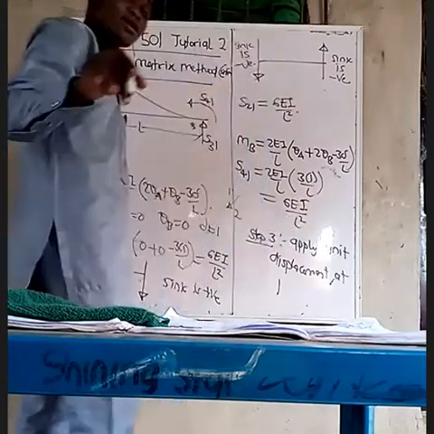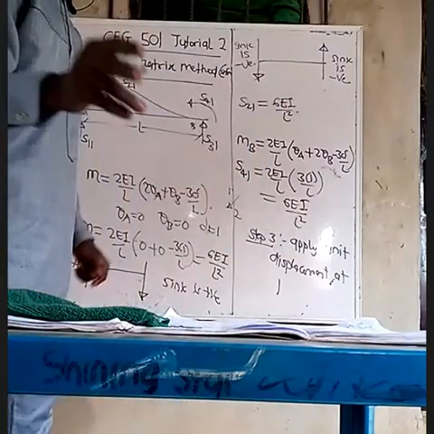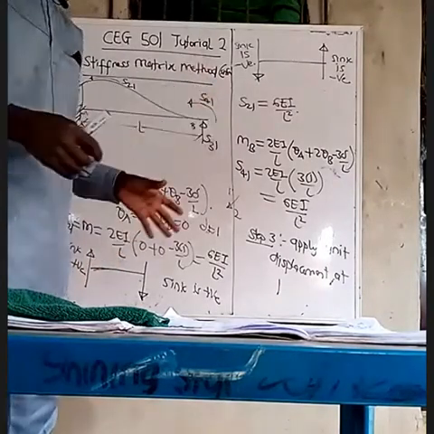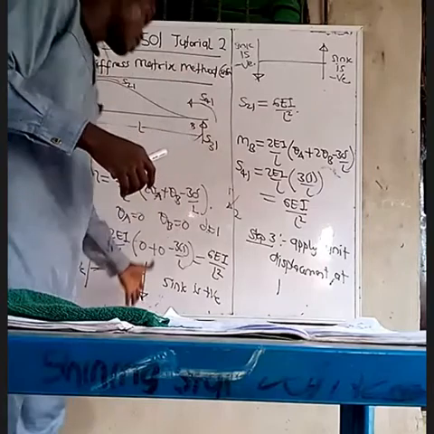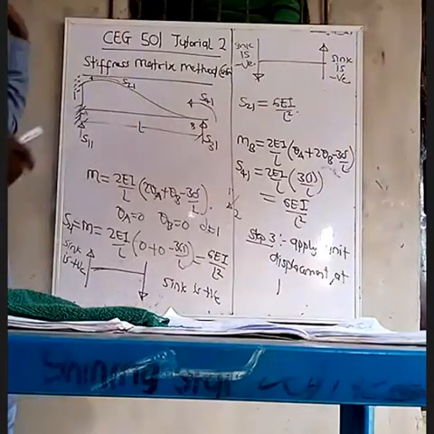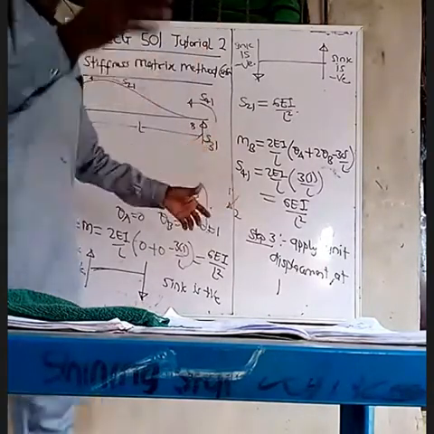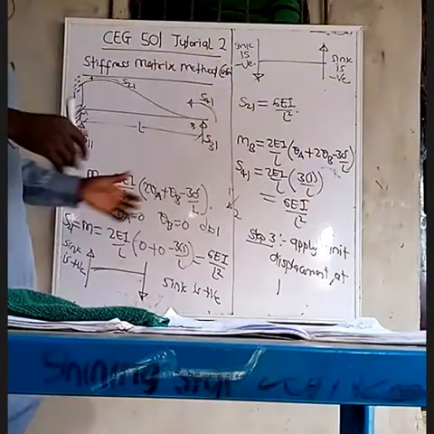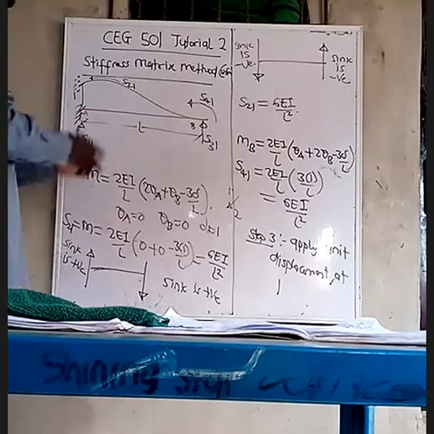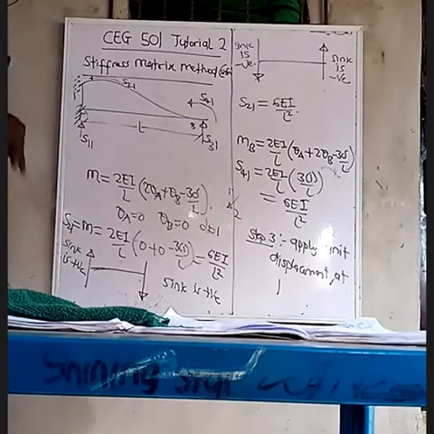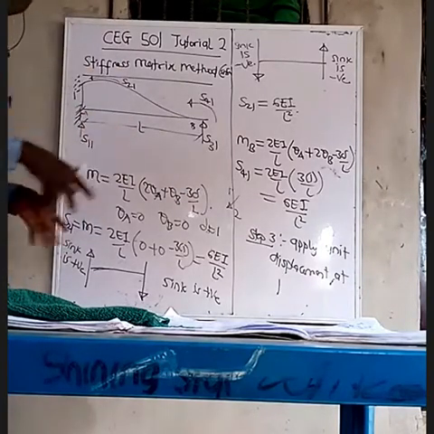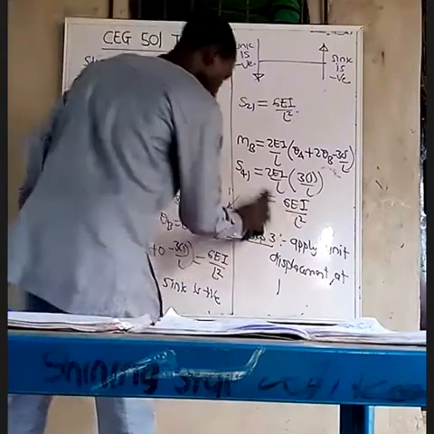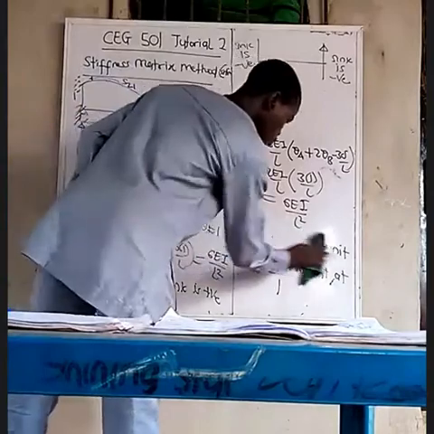Please, you are not supposed to ignore the minus. There is a way you're supposed to do it. But I don't want to bother myself with that way, so I just adopted a method that once this is like this, it is positive. Once this is like this, it's positive. But I think some people used to say that if the support goes down, that is -1, and then you put -1 inside. Please, whatever way you can do it, just ensure you are doing the right thing. So S41 is 6EI over L squared.